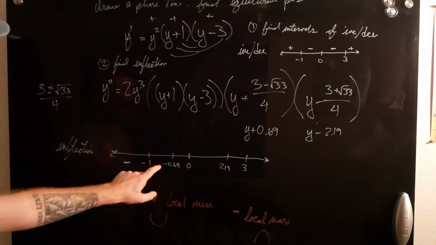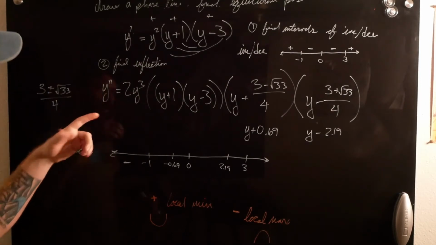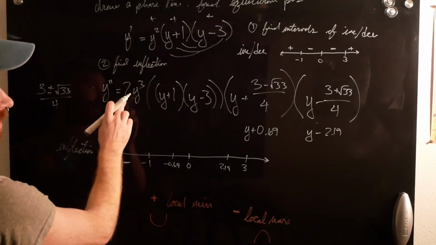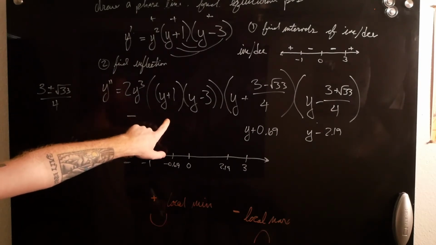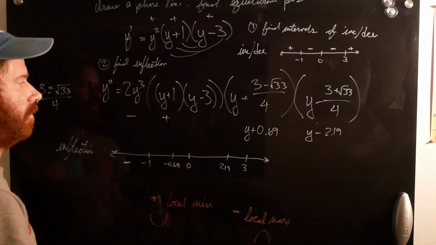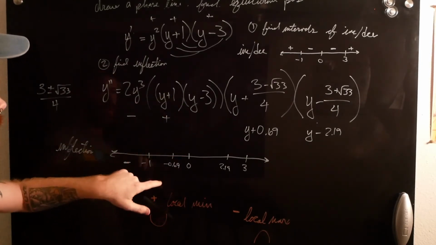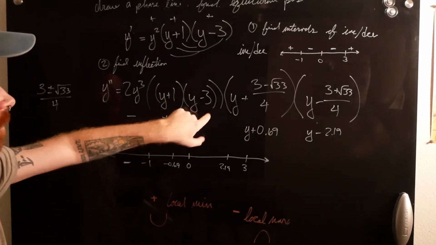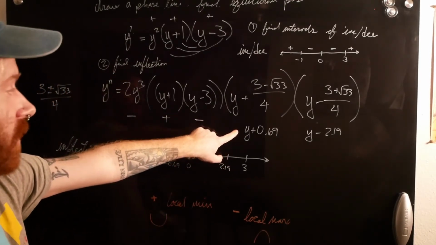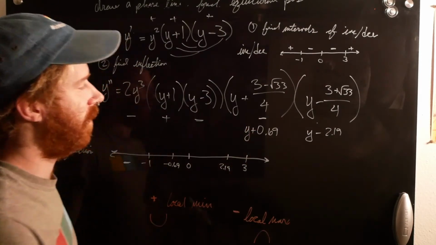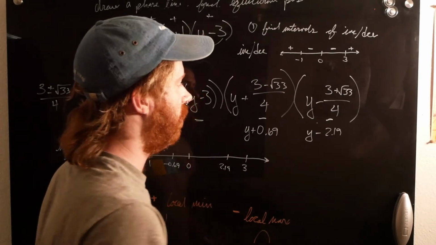Okay. So negative 0.9. This is going to be a negative because negative 0.9 cubed gives you a negative times a positive 2, which is a negative. Negative 0.9 plus 1 is going to be a positive number. Negative 0.9 minus 3 is still going to be negative. Negative 0.9 plus 0.69 is going to be a negative. And then negative 0.9 minus 2.19 is going to be a negative.